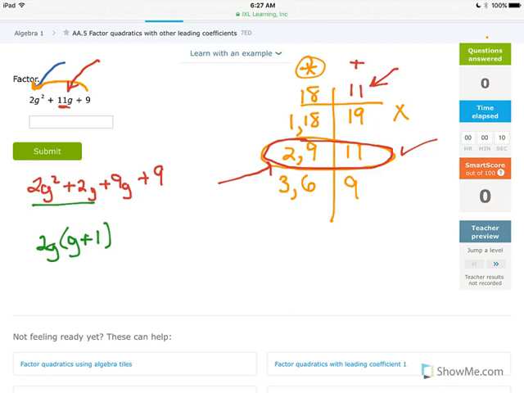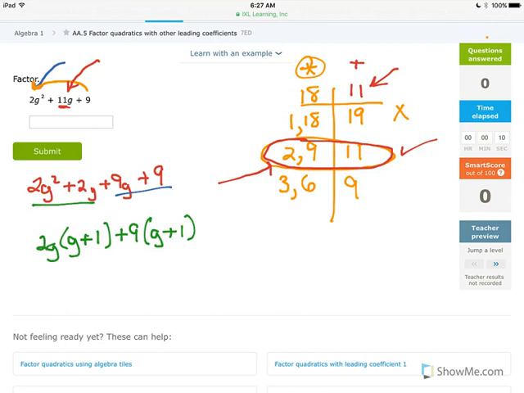And then what's common in the next group? Looks like a 9, so we can factor out a 9. And we know what's left behind has to match the other parentheses, so let's just put it in there and then check our multiplication. So g plus 1, 9 times the g is the 9g, 9 times the 1 is the 9 on the end.